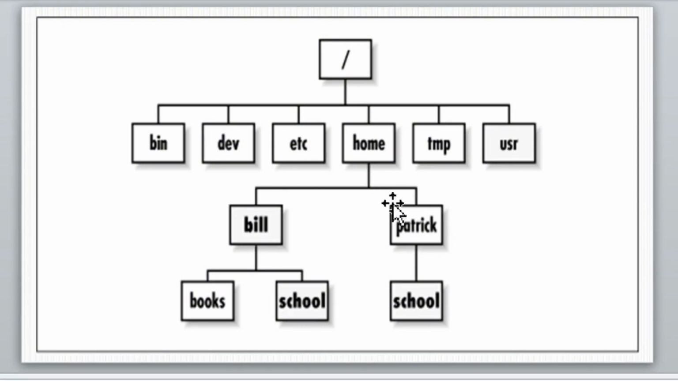So if we were to look at this in the actual machine, you would actually see a slash in between maybe home and Patrick. So it would look like /home/Patrick/school. Okay?